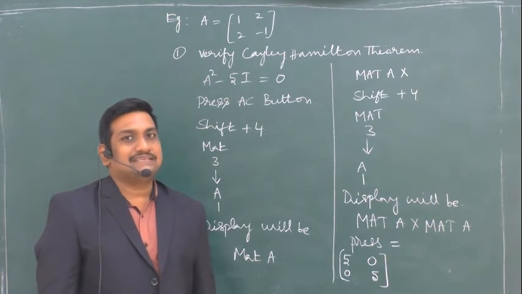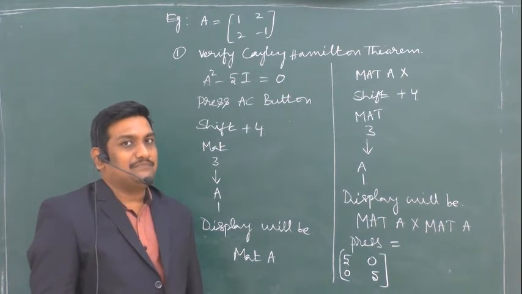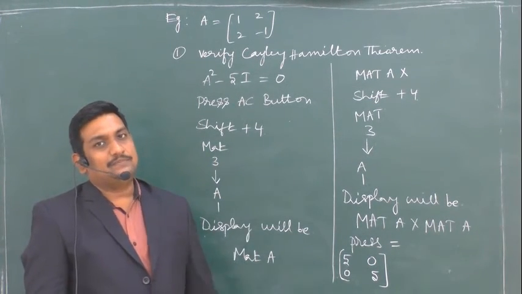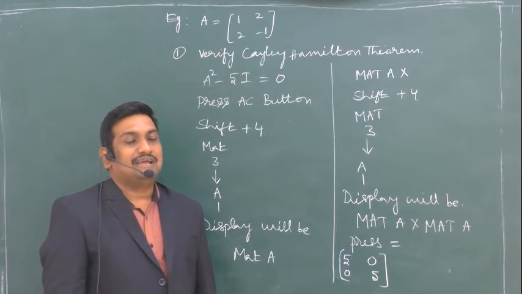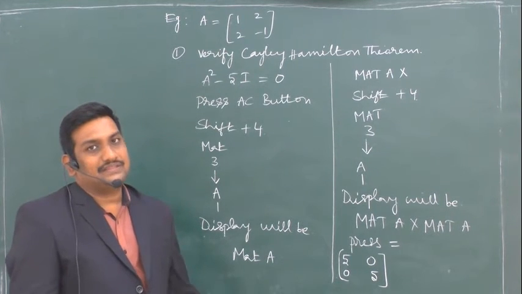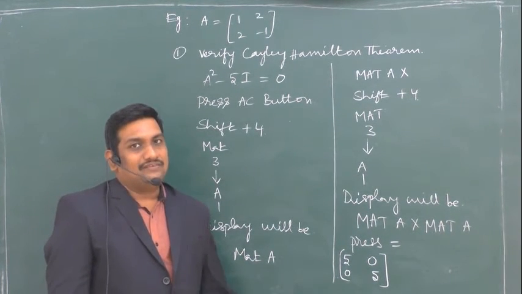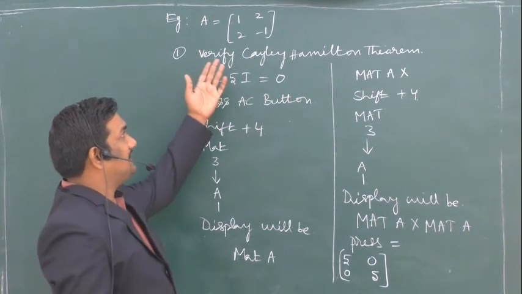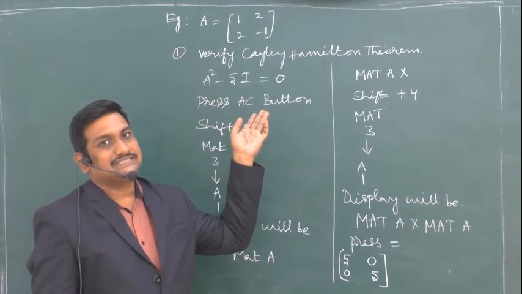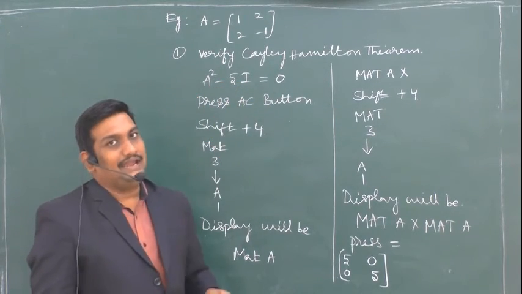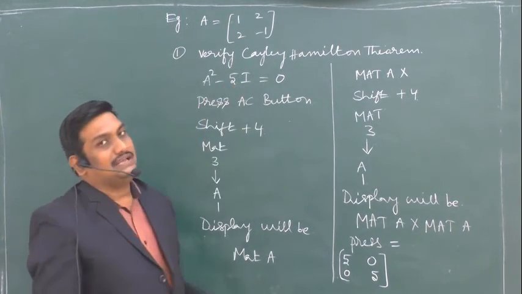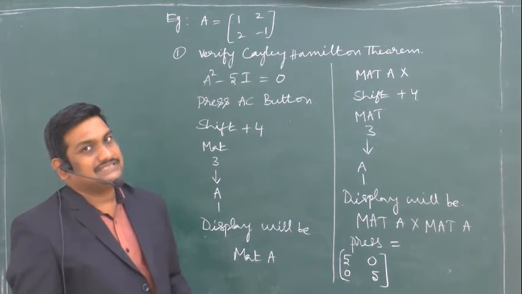Then you select matrix A, and it will ask for M. M means number of rows. Here the number of rows is 2. Type the number and press equals, then it asks for N. N is the number of columns. Type 2 and equals, then it asks for A11. A11 here is 1, then it asks for A12. A12 is 2. Type 2 and press equals, then it asks for A21. A21 is 2. Type 2 and press equals, then it asks for A22. Type -1 and press equals.